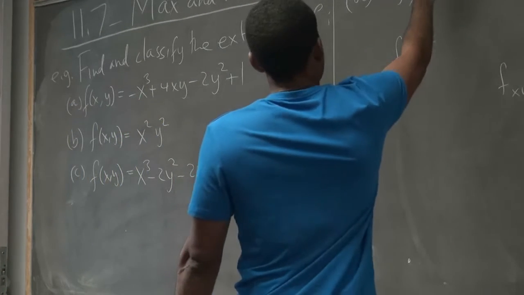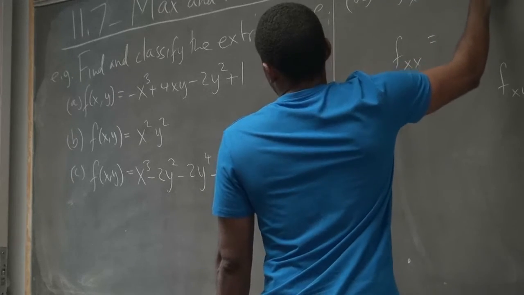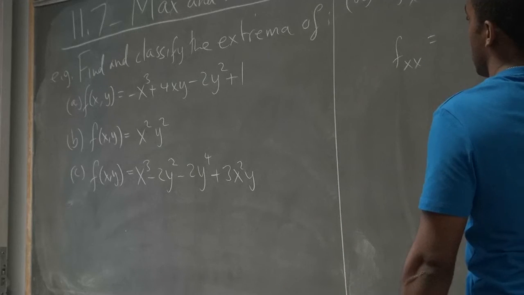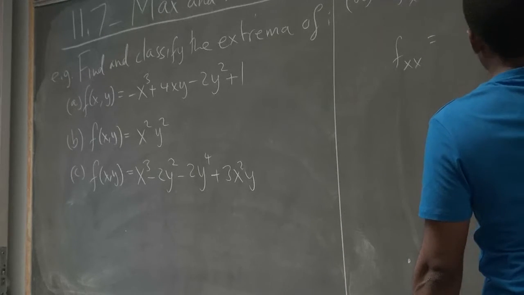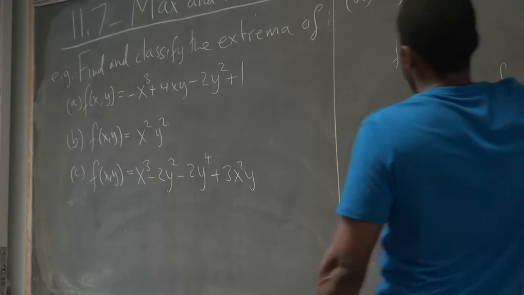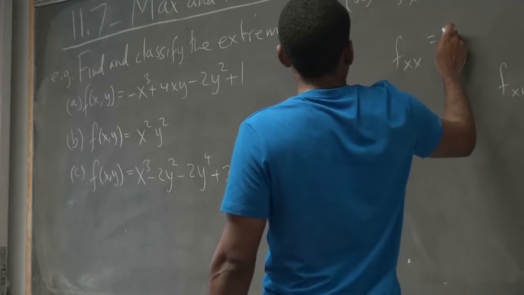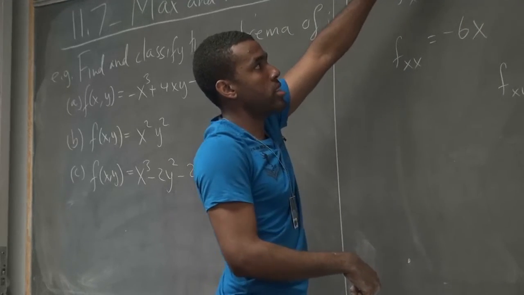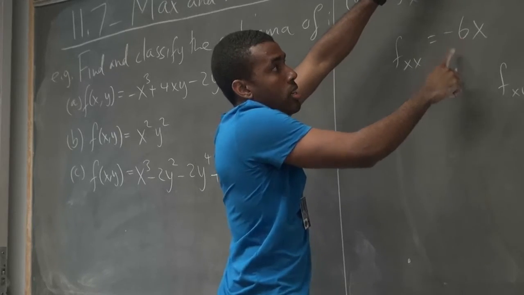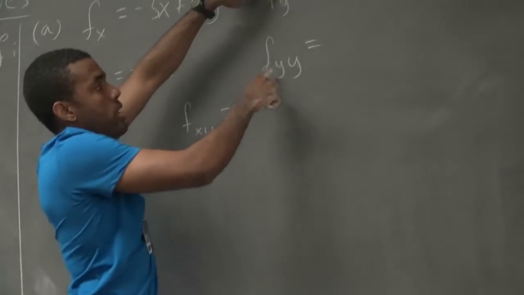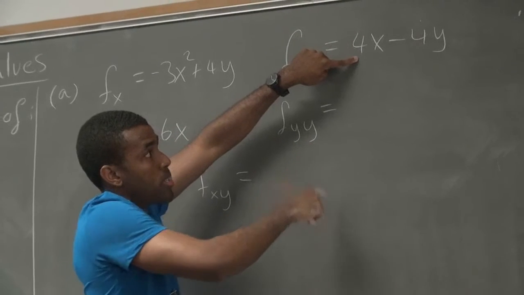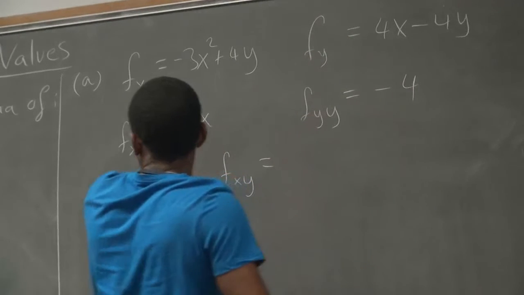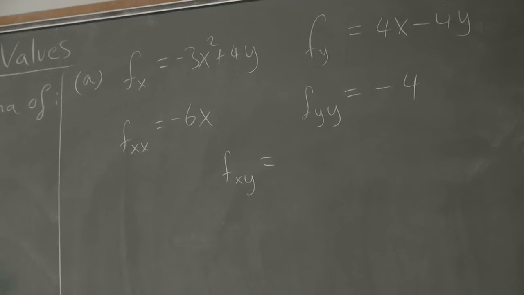So let's get the derivatives out of the way. Fx looks like minus 3x squared plus 4y. Fy is 4x minus 4y. Fxx is minus 6x. This means you take the partial derivative with respect to x, then x again. Fyy means take the partial with respect to y, then y again. Differentiating with respect to y, what is that? It's minus 4.